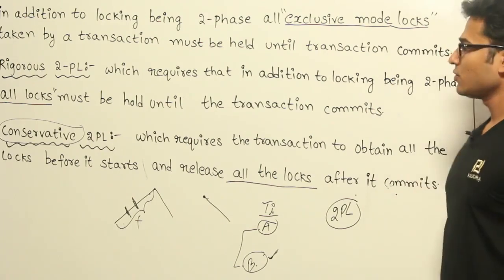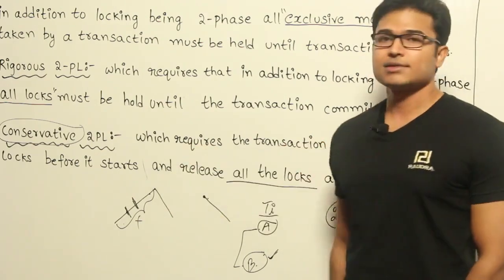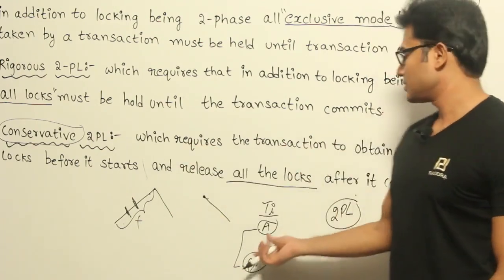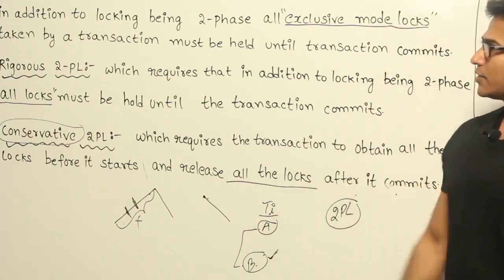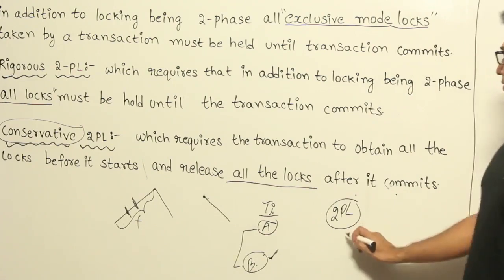Got it? So even though we have all the advantages, there is no deadlock, still there is starvation. The performance of the system is going to come down because of our conservative approach. Got it? Okay.